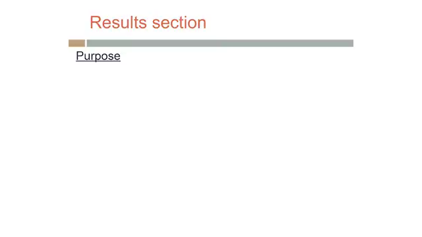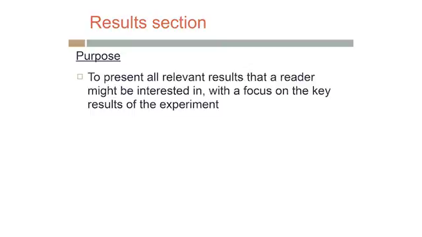So what's the goal? What is the purpose of a results section? Well, your goal is to present all of the relevant results. Now, this is an important word, relevant. All the relevant results that a reader might be interested in knowing. And what should you focus on? Well, you should focus on the most important results, known as the key results. So you focus on the key results, but you provide more than that. All the results that the reader might want to know, but focusing on the key results.